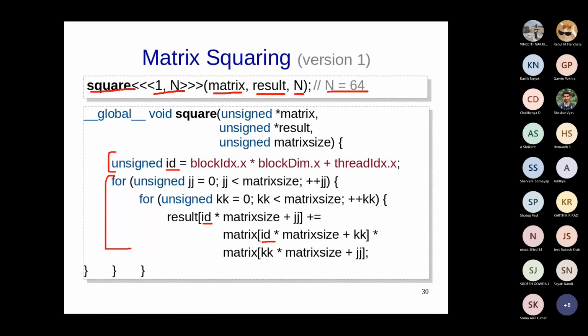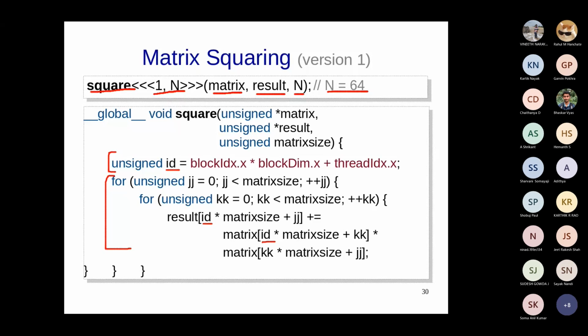How did I parallelize this? Is this correct? Are there any issues with this? Okay, so for n equal to 64, this suffices, and this seems to give a correct result also. And therefore, I am happy that, okay, I have my parallel code, which I can run on the GPU. So I ran it.